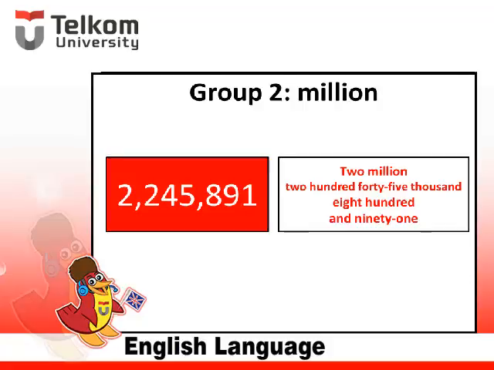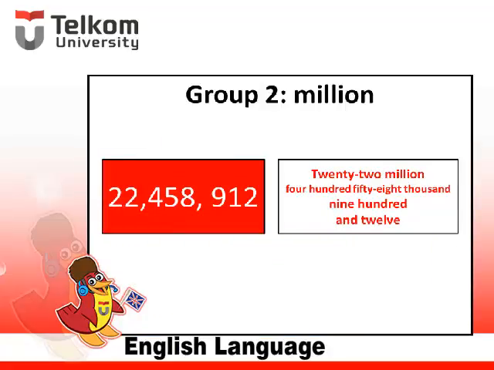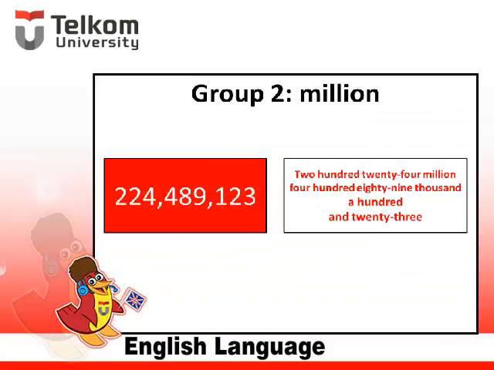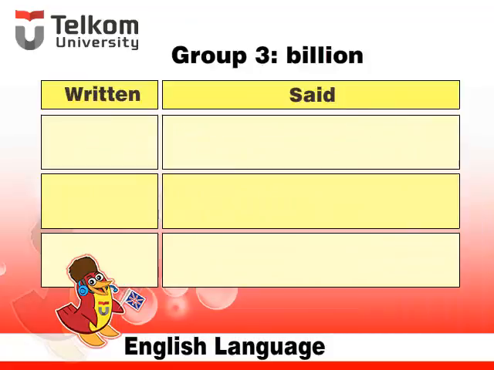2,245,891. 22,458,912. 224,489,123. Let's continue to the last set of numbers in billion.